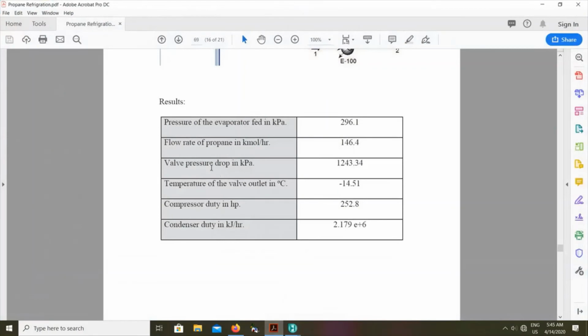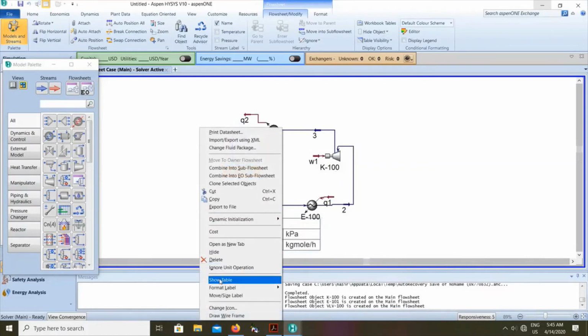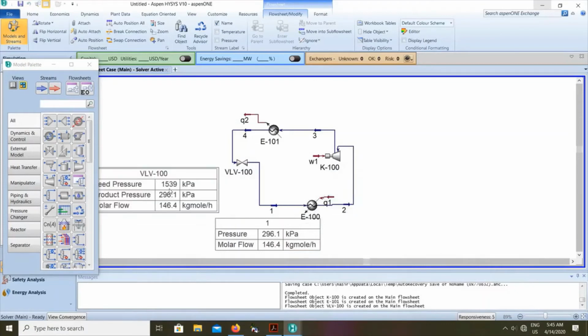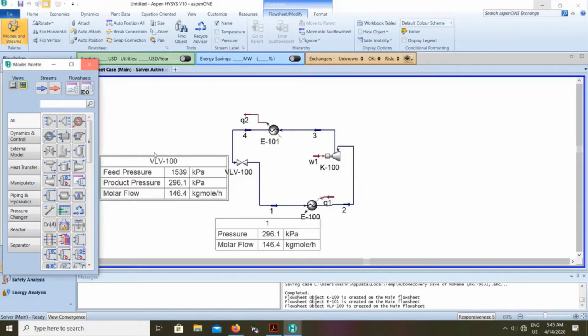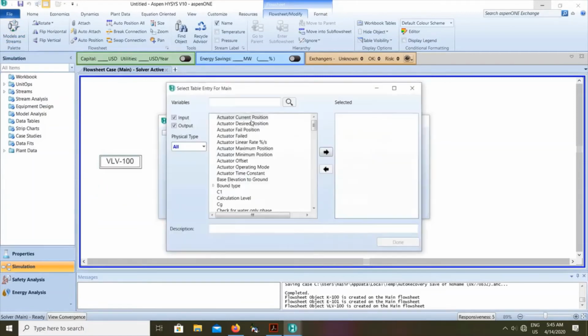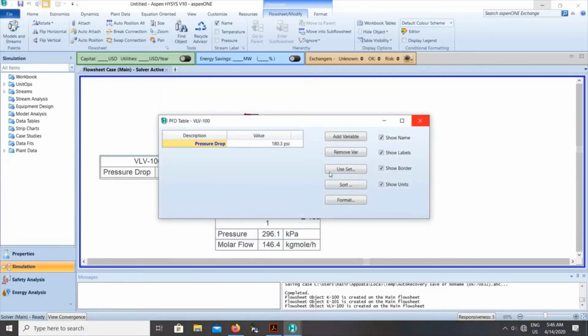What else do they ask? They ask for the valve pressure drop. So for the valve pressure drop, you click on the valve and you need to show table. You can see here the pressure drop is not shown. You need to find out the pressure drop. So you go to the table, remove those parameters, and add the pressure drop, and it will be shown here.